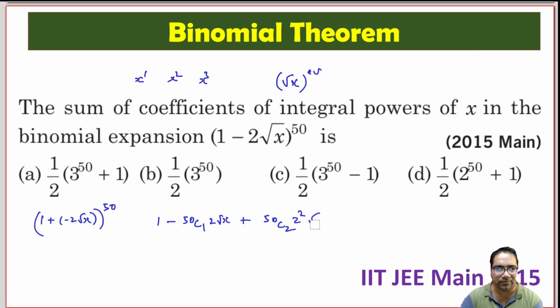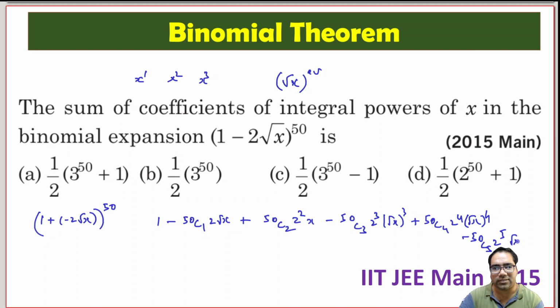that is 2 square times x, 2 square times x, minus 50c3 times 2 cube, root x whole cube, plus 50c4 times 2 power 4, root x whole power 4. Similarly, minus 50c5 times 2 power 5, root x whole power 5. Like this. So this is root x whole square, this is also root x whole square.